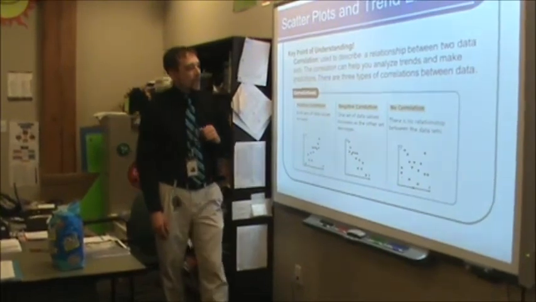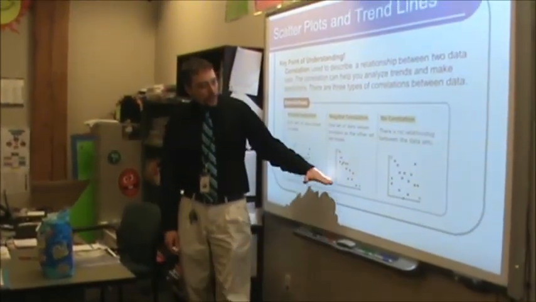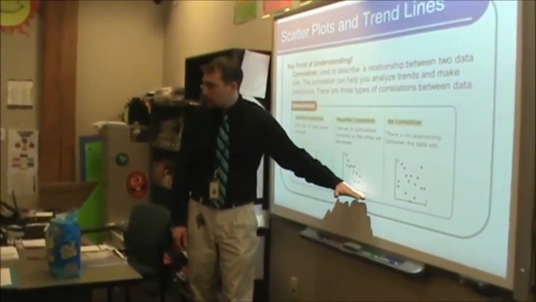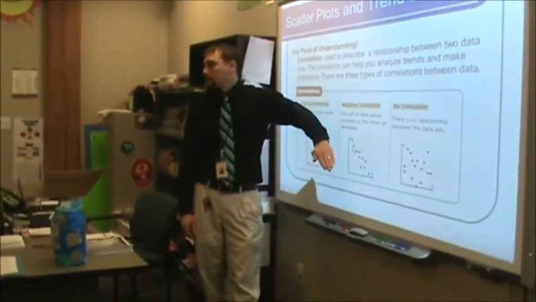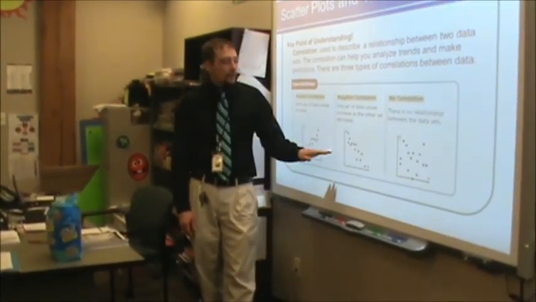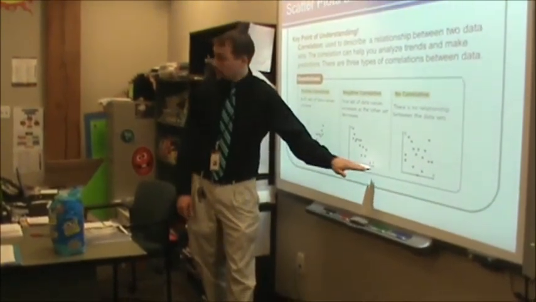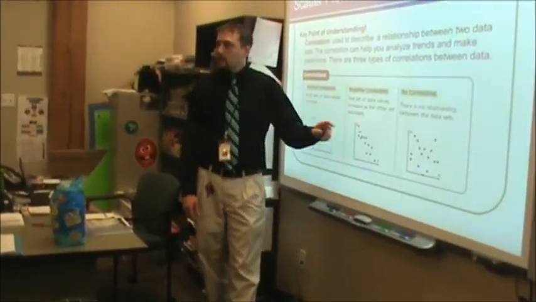Negative correlation, just the opposite. Here, as we move to the right on the x-axis, our y values are going down. So that would be a negative slope. It's going to fall to the right. That would be like time spent playing video games and your grade, right?